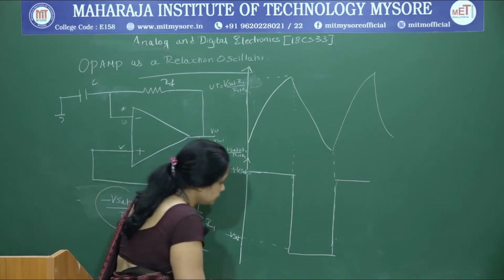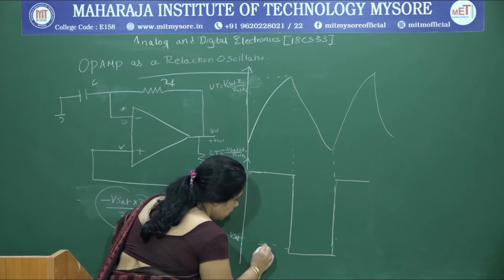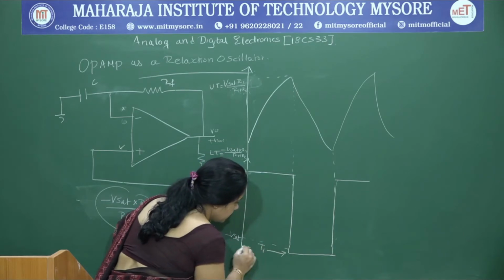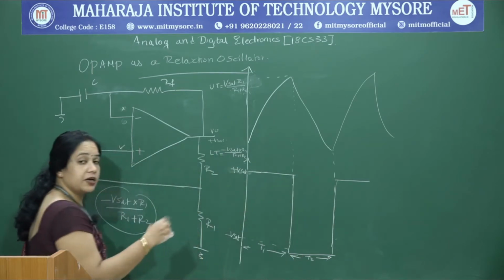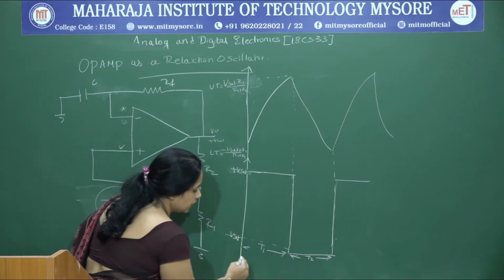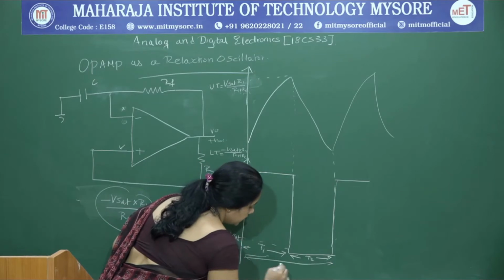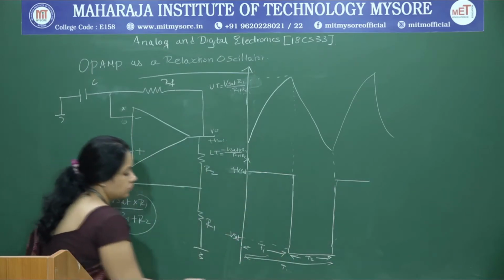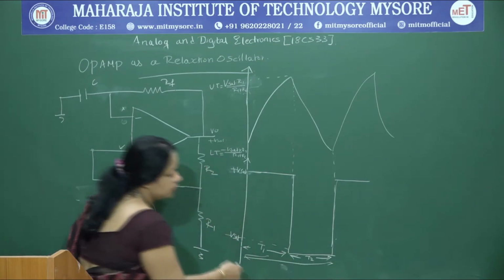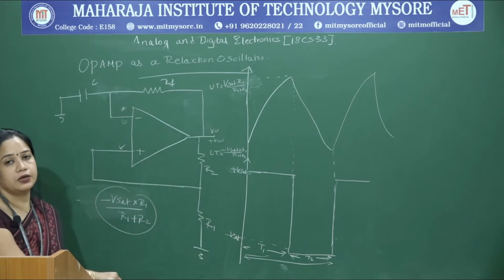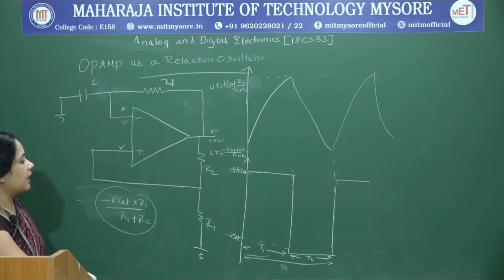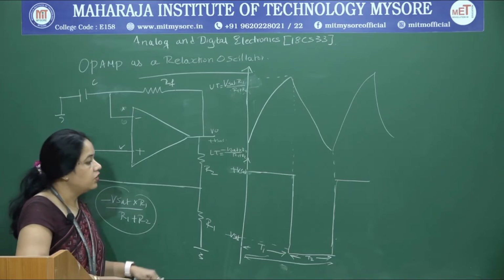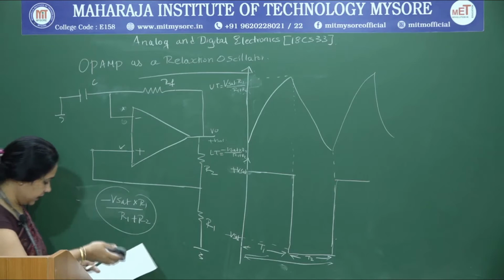So, let me call this T1 and this T2, because the charging and discharging times are equal. T1 and T2 are equal, and this is the total time period. T is equal to 2 times T1, it is T1 plus T2, or 2T. So, we will try to do the mathematical analysis part of the relaxation oscillator.